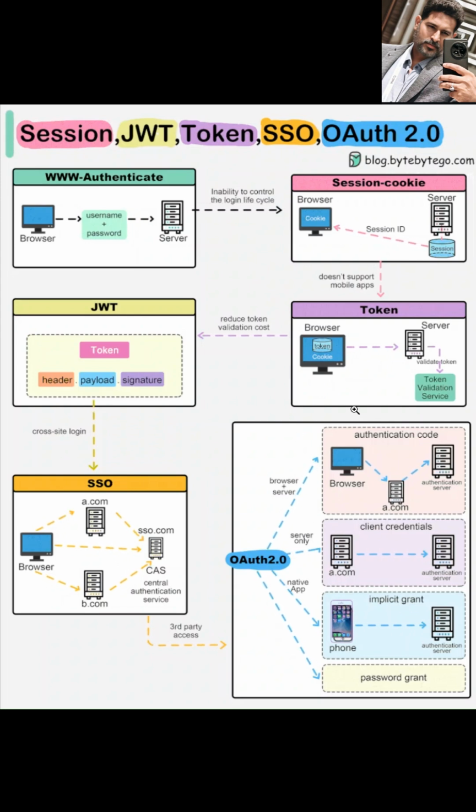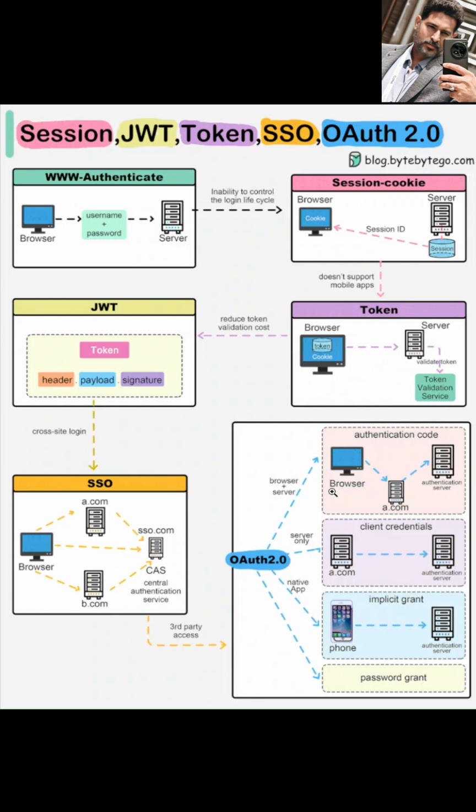Now, let's get a bit fancier with JWTs, or JSON Web Tokens. Think of a JWT like a digital security badge that you carry around. It's just a long string of characters, but it's got three important parts: a header, like the info on the badge, a payload, the actual details about you, and a signature, which proves the badge hasn't been messed with.